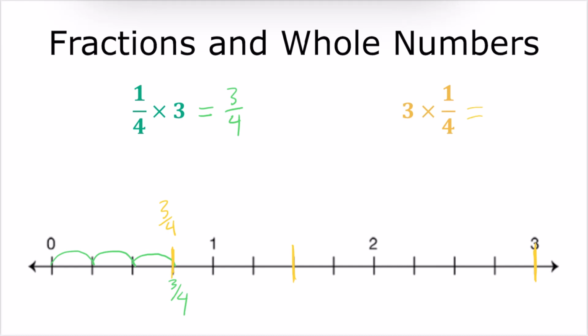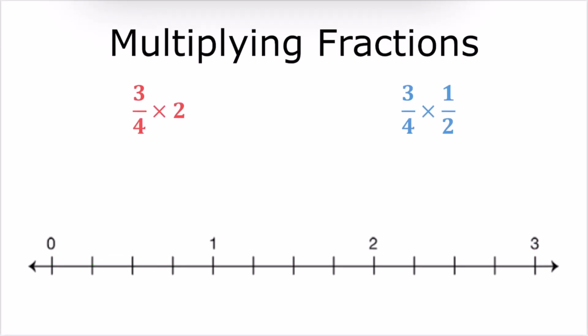But the visualization of 1/4 times 3 or 3 times 1/4 looks very different because of what multiplication means. When we do 1/4 times 3, we're making 3 copies of 1/4. And when we do 3 times 1/4, we're making a fourth of a copy of the number 3. So now let's go ahead and extend this to multiplying fractions.